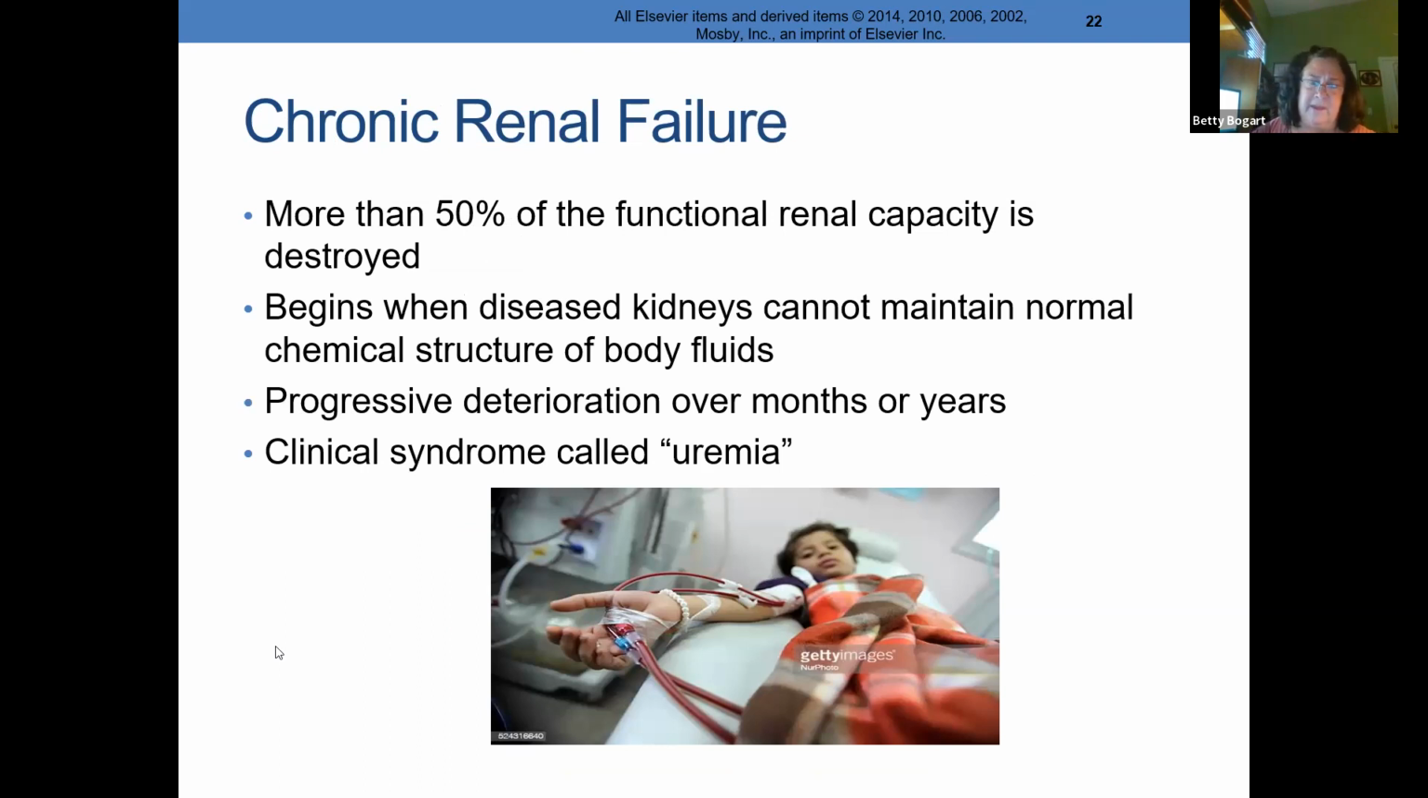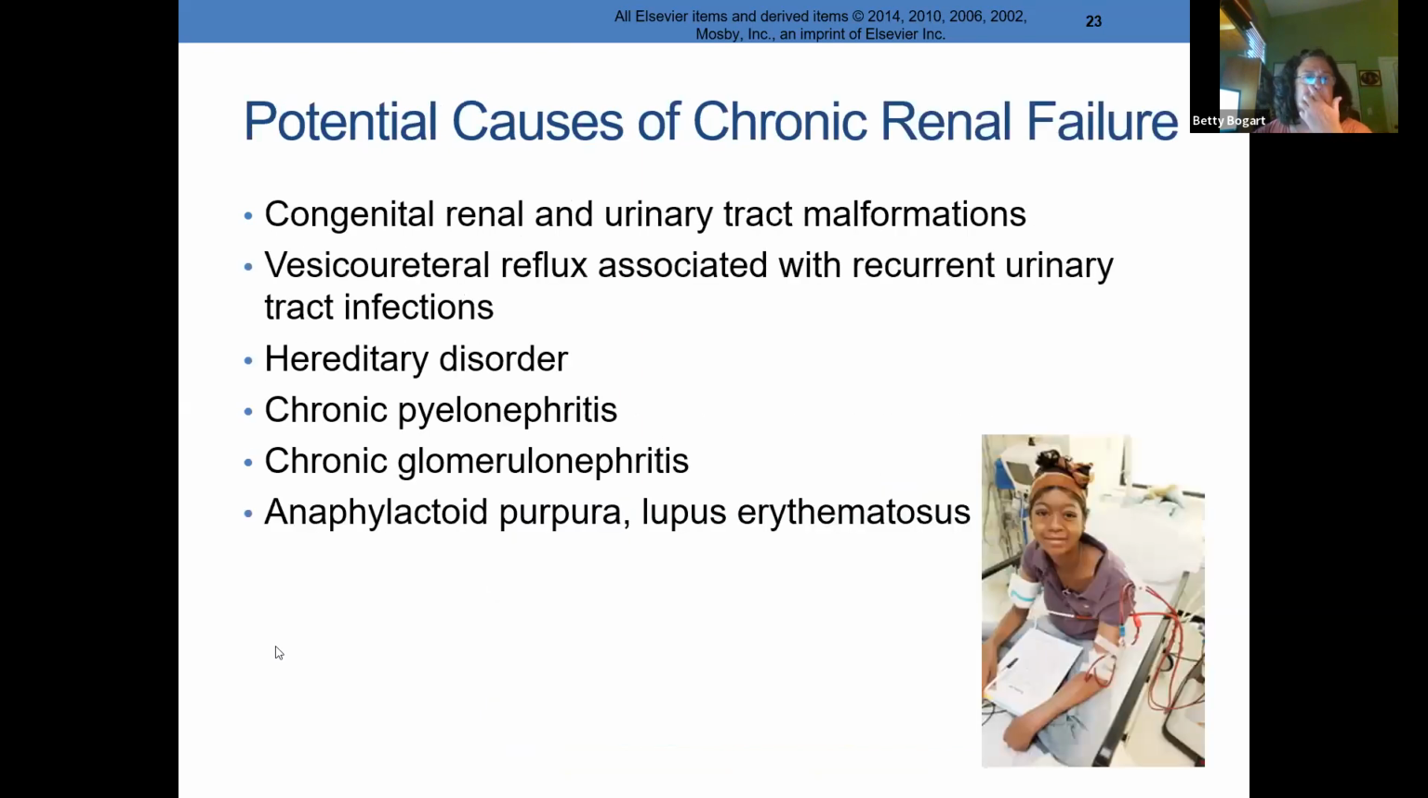Now, chronic renal failure is a progressive deterioration of the kidney's ability to function. They say chronic renal failure is more than 50% of the function has been destroyed. So these children cannot filter the toxins out of their body. It can be caused from those congenital renal urinary tract malformations, that vesicoureteral reflux, hydronephrosis, but it could be due to hereditary disorders.